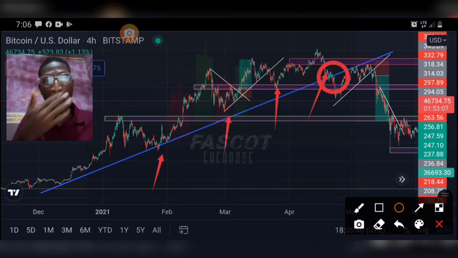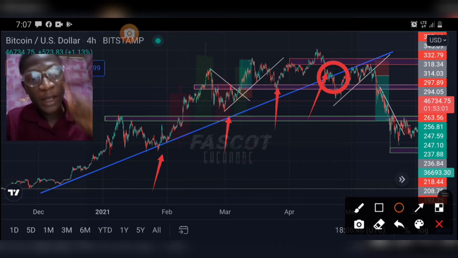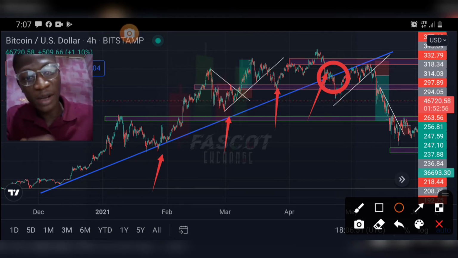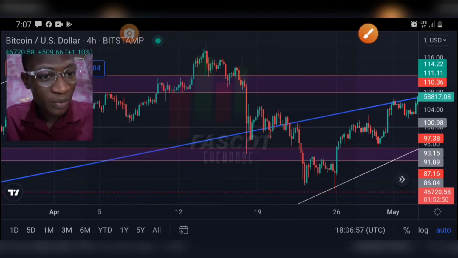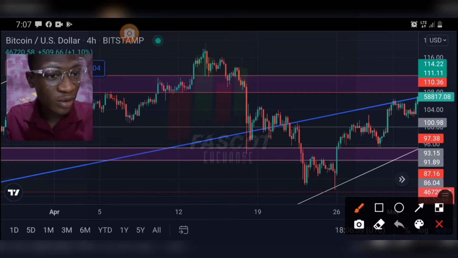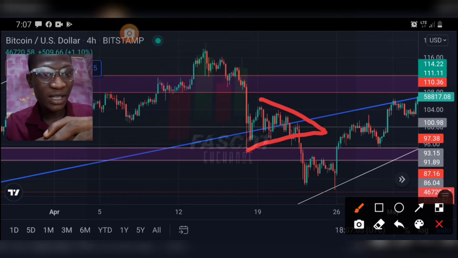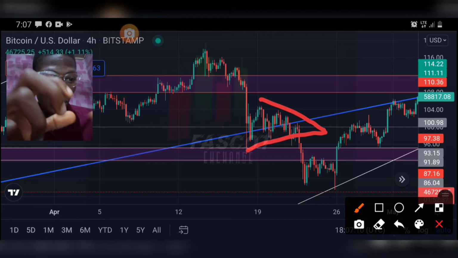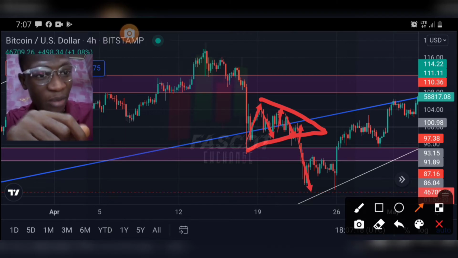A fake, a breakout. Wow, that was when I realized there is something we need to note about this entry. You know why I said this? Watch closely. If you watch closely, you see there is a pattern happening in here. More like a flag, but this is a bearish kind of triangle pattern. See, the market tried to go up, broke, went below, and after then a breakout happens.